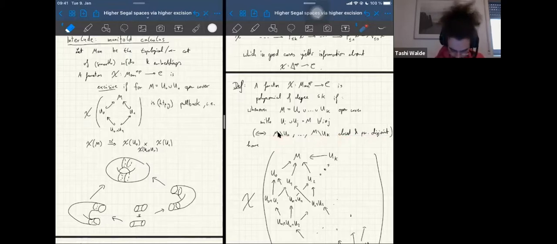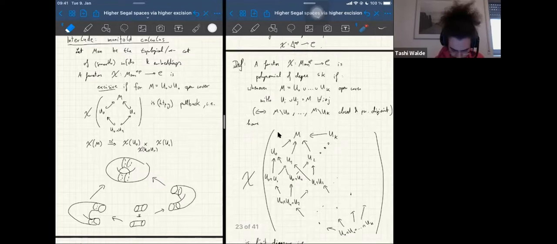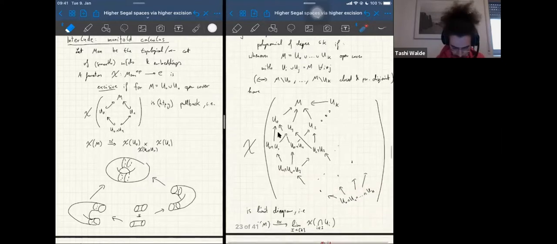So if we are in this situation, so we have these opens, then we can write some huge cube, which consists of M, all these U's, all their intersections, all their triple intersections, and so on. And at the end of the cube, you have the intersection of all possible U's. So this is some huge cube, and we want that our functor x sends this to a limit diagram. Or written slightly more compactly, the value of x at M can be written as this limit over all possible finite intersections of these U_i.